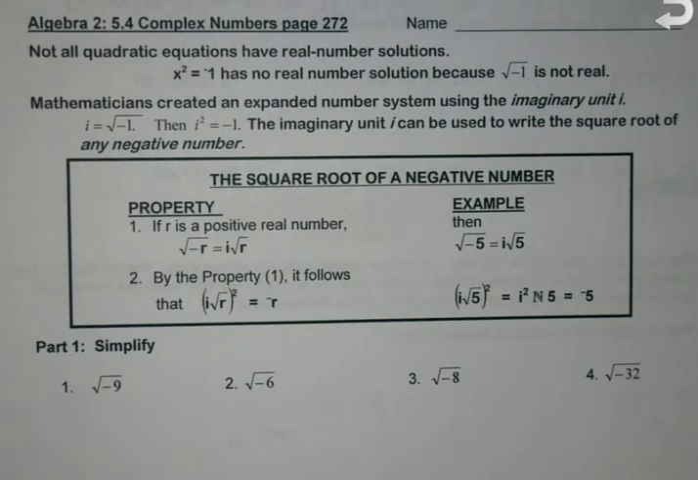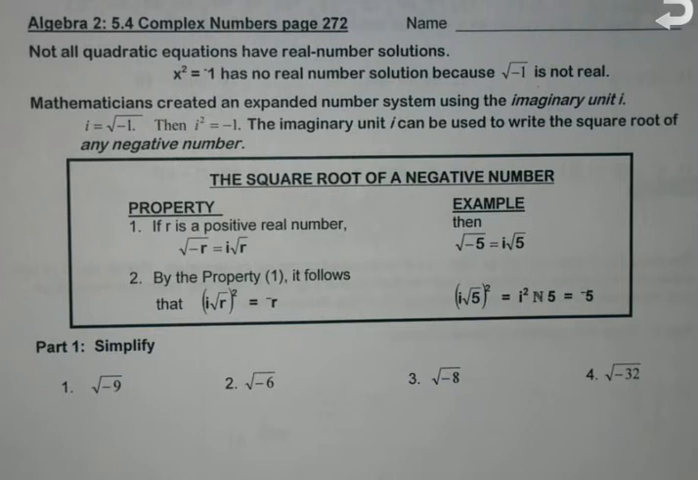Preview that we were going to be able to do that when we got to the next section. So now we're here, okay? 5.4, complex numbers. Before, if you had a negative number and you tried to take a square root, you punch it in the calculator, you get an error message. Well, we have a way around that now.